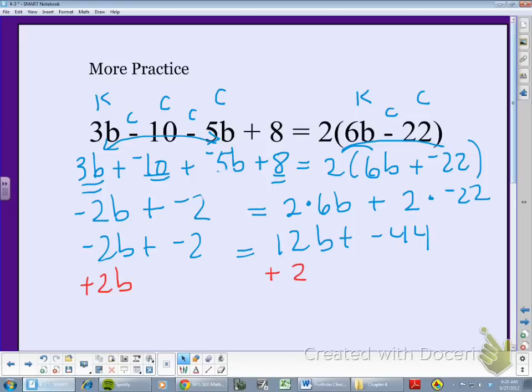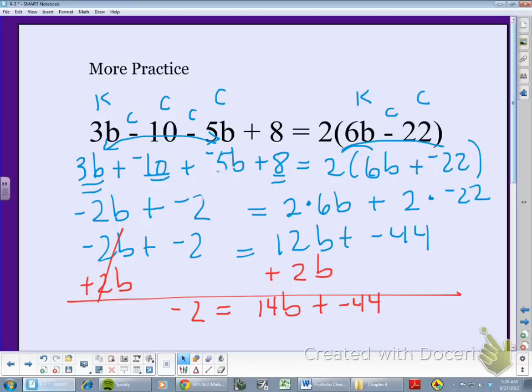I'm going to add the additive inverse of that term. 2b is the additive inverse of negative 2b. So that cancels to get 0. I have negative 2 is equal to 14b plus negative 44. Okay, notice I made these end up being positive, where if I had subtracted 12b from both sides, I would have had a negative 14 on the left-hand side.